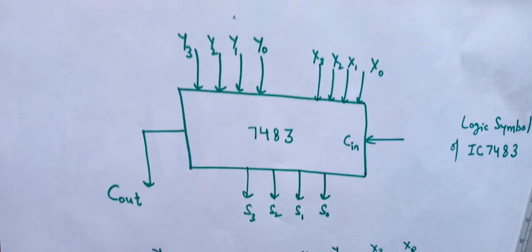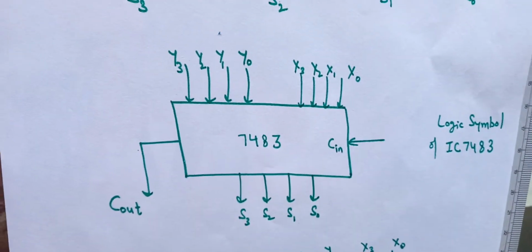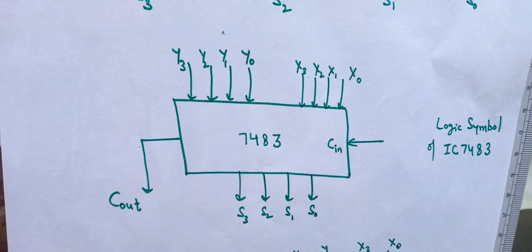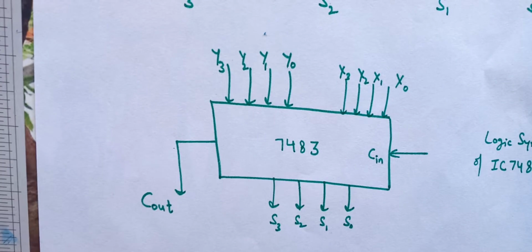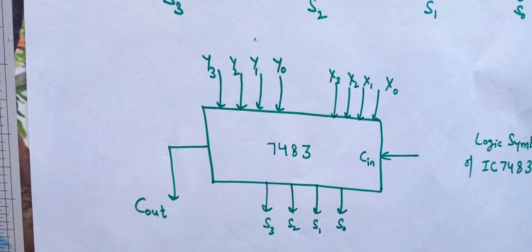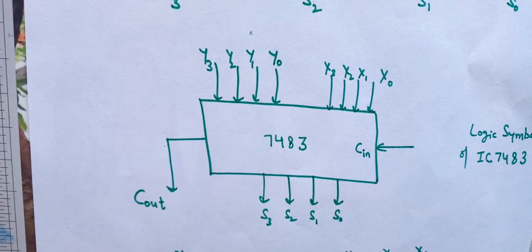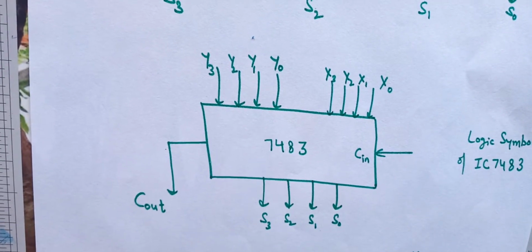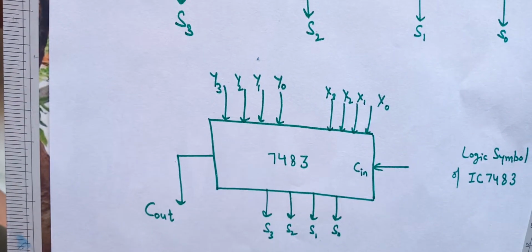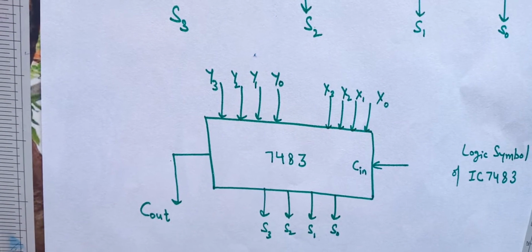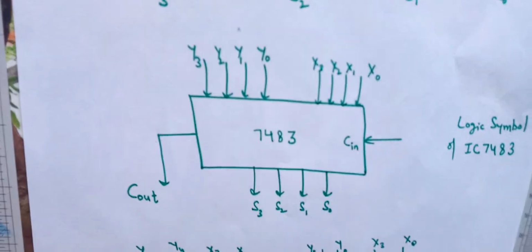So what does it mean? That when X3, X2, X1, X0 is added with Y3, Y2, Y1, Y0, it will lead to C out, S3, S2, S1, S0. That is, 2 4-bit numbers may be added to provide a 5-bit number, which is the result of this. Carry out may be 0. If it is 0, then we will get no carry. Output will be also 4 bits. But if we get C out as 1, then there is a carry generated from this addition.